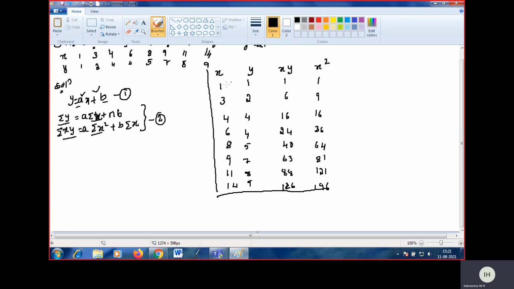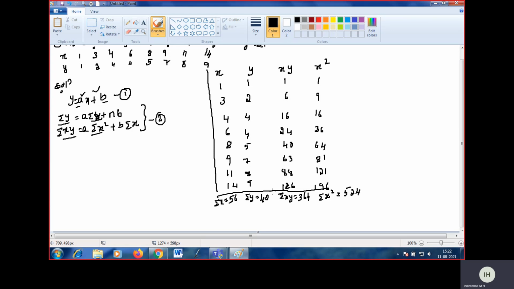I want summation of x. Summation of x is equal to adding all these values of first column. You will get the answer as 56. Then find out summation of y. Summation of y will be adding all these values. You will get 40. Next summation of xy. Summation of xy is equal to adding xy column. The values of xy column you will get 364. Next summation of x square. Summation of x square will be 524.